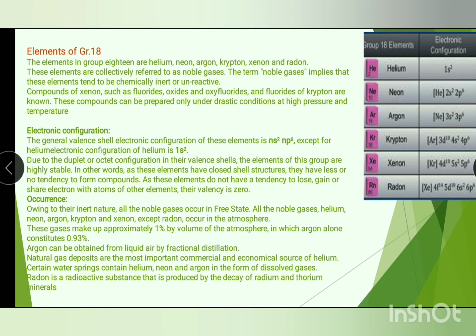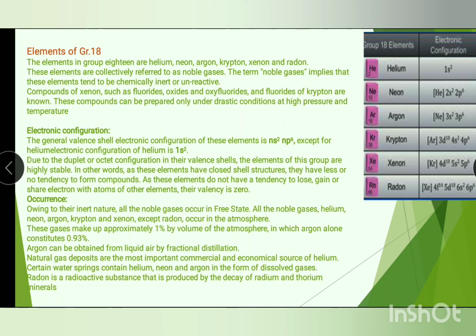Helium and neon are found in minerals of radioactive origin, for example pitchblende, monazite or cleveite. Xenon and radon are the rarest elements in the group. Radon, the last member, is a decay product of the radium-226 isotope.